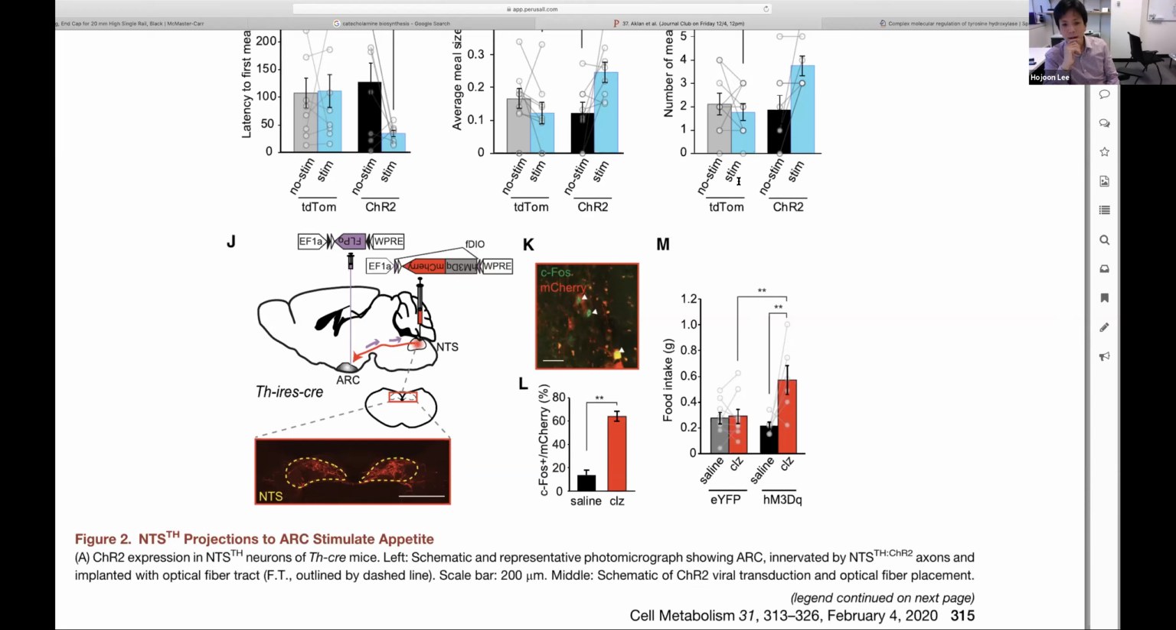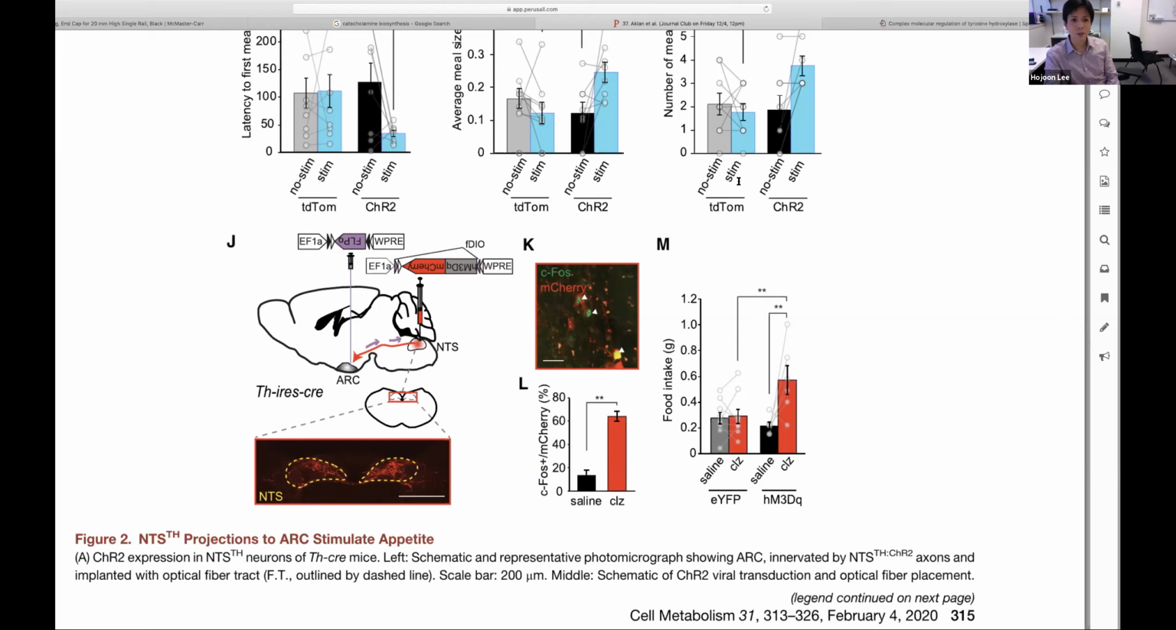So then I think if we were to repeat this experiment in the caudal NTS, in the TH Cre animal, and inject the Cre-dependent hM3Dq, then we would see the animal eating less, not eating more.